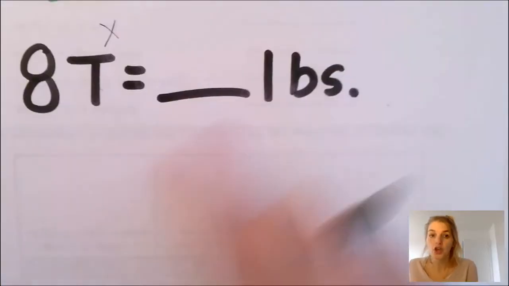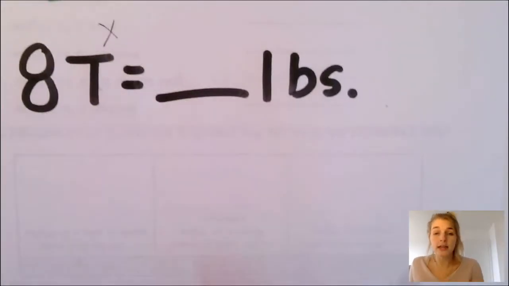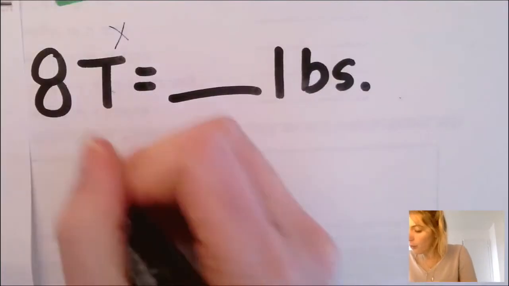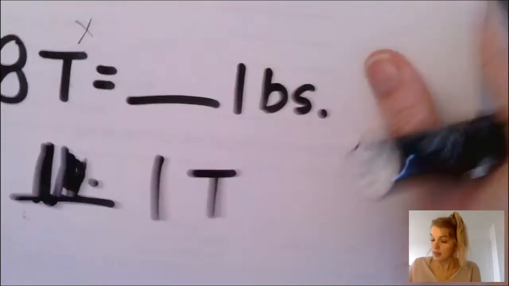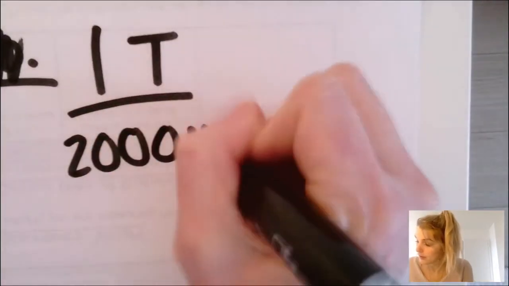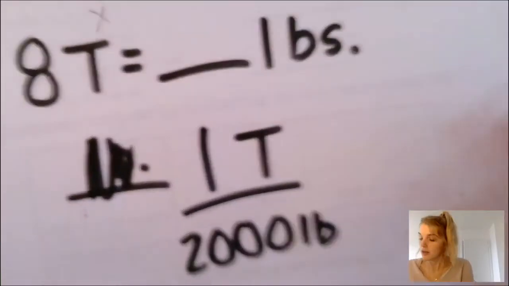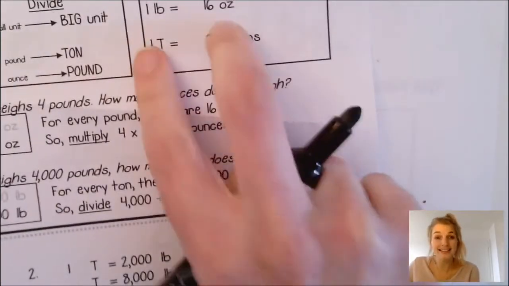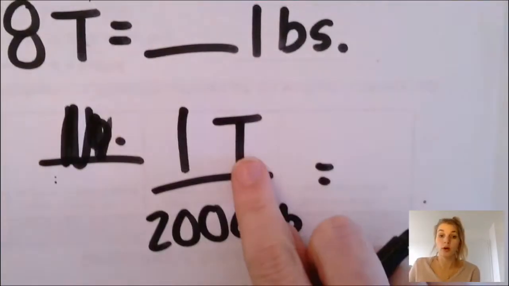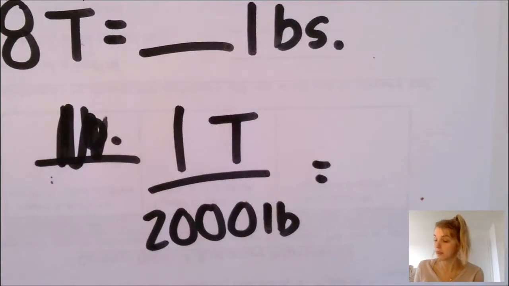If that's a little bit tricky, let's try the proportion way. You know that you have 8 tons, and you're trying to figure out how many pounds. Well, let's use our conversion to help us. I know that 1 ton, there are 2,000 pounds. Okay, so now I've written that out. All I did was take that from the conversion sheet exactly like it is. 1 ton, 2,000 pounds.